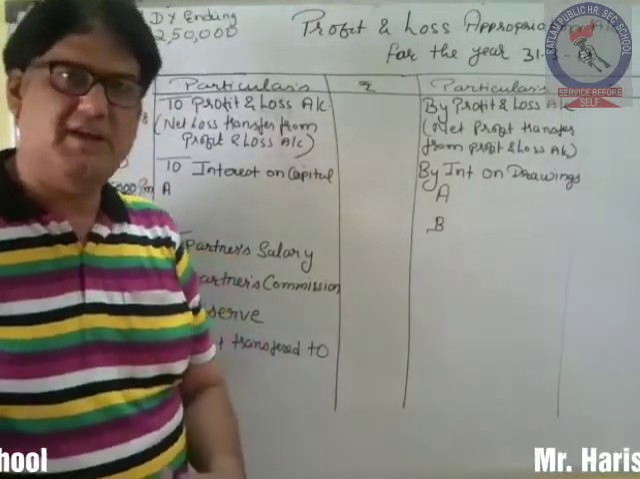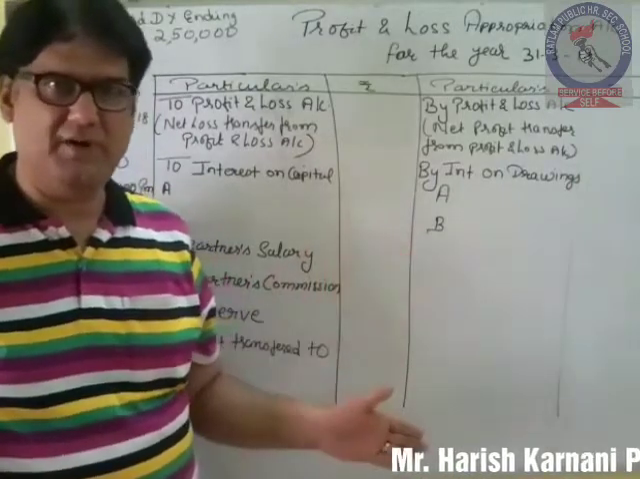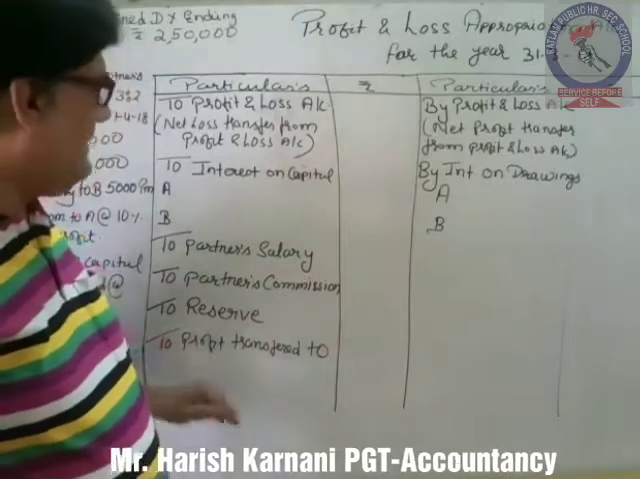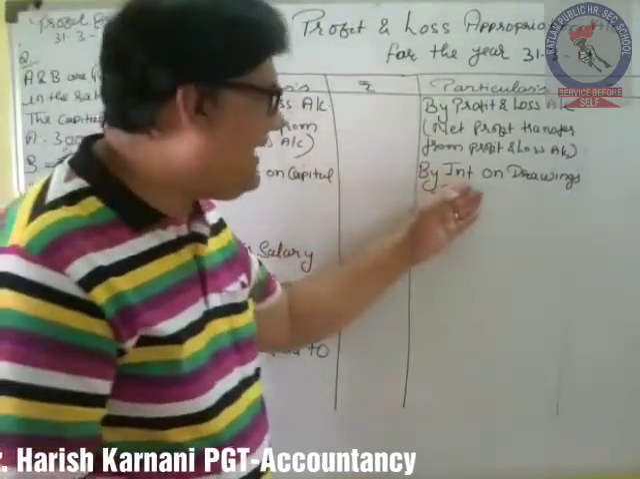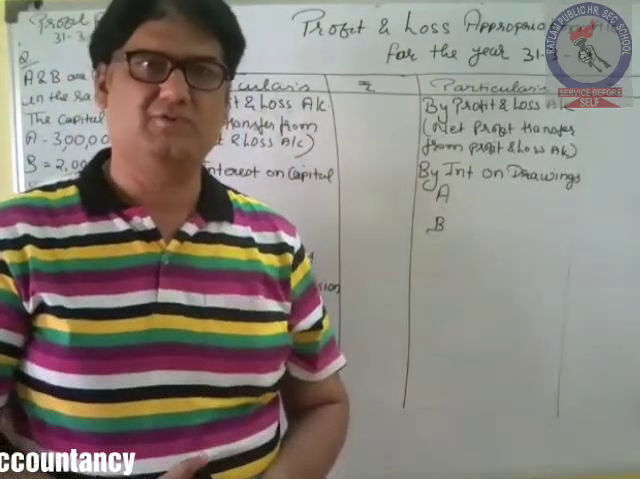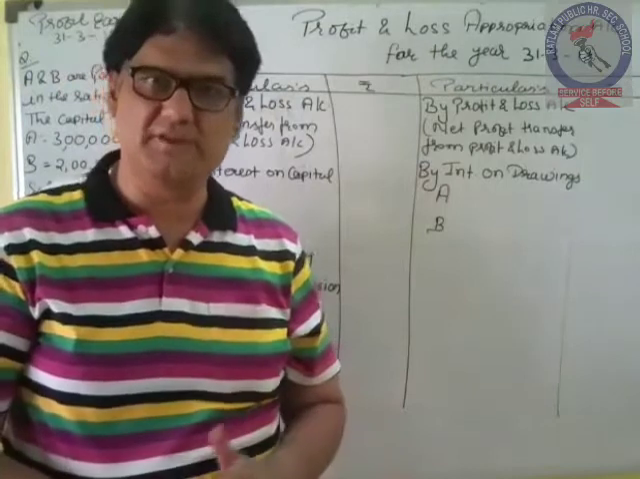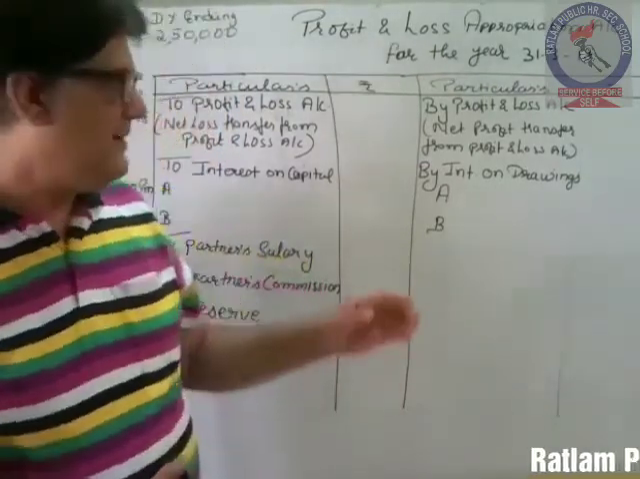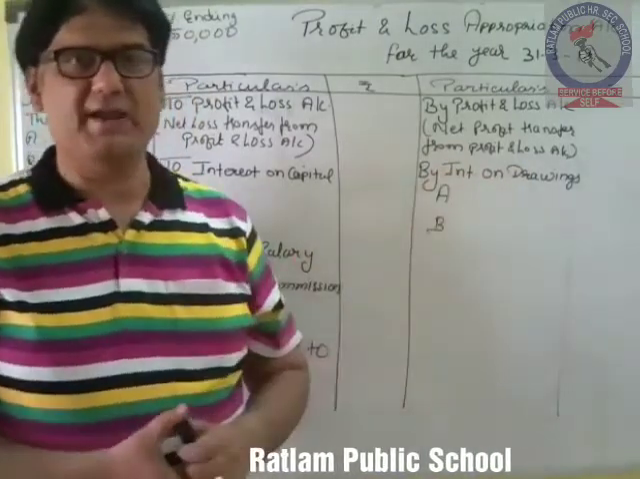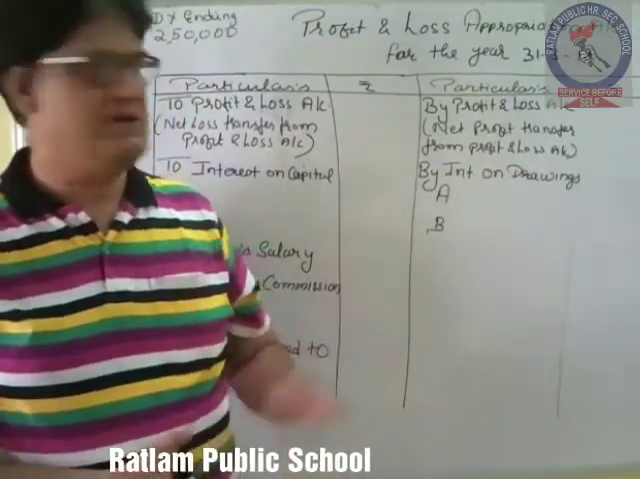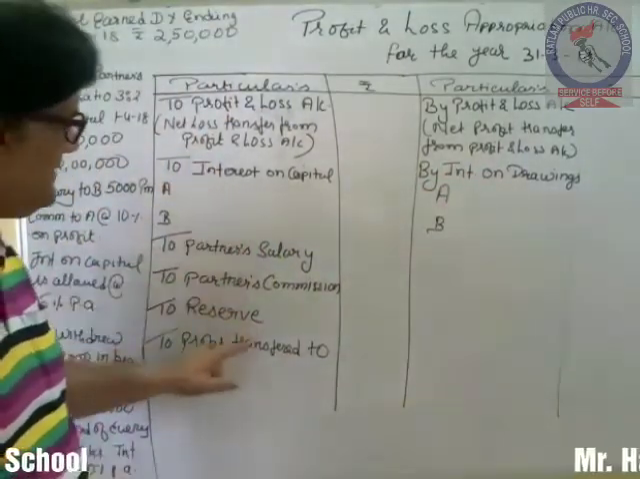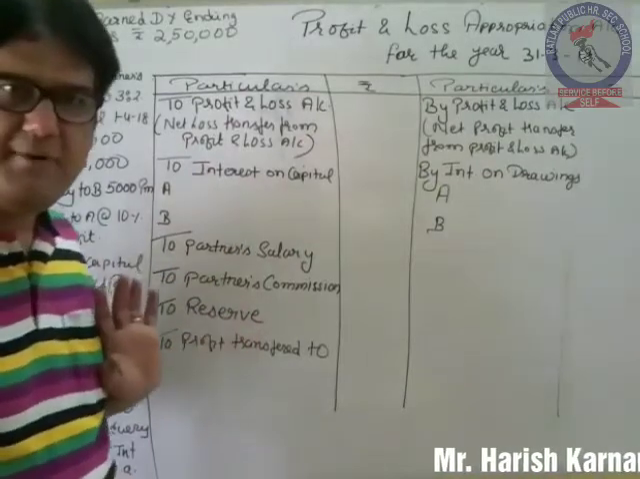we have to transfer some amount of the profit to the reserve account, so it will be transferred to reserve. Then by interest on drawings, if there is a provision related to interest on drawings, whatever amount of interest on drawings will be charged from the partner will be credited to the P&L appropriation account. Because interest on drawings is an earning for the firm, it will be credited, and all the rest of the amounts are expenses or losses for the firm, so they are to be debited.